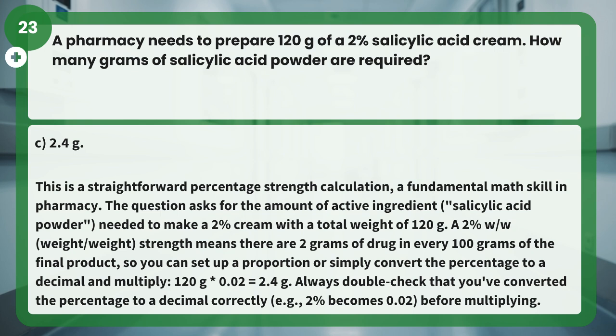A 2% W/W, weight/weight, strength means there are 2 grams of drug in every 100 grams of the final product, so you can set up a proportion or simply convert the percentage to a decimal and multiply. 120 g × 0.02 is equal to 2.4 g. Always double-check that you've converted the percentage to a decimal correctly, e.g., 2% becomes 0.02, before multiplying.